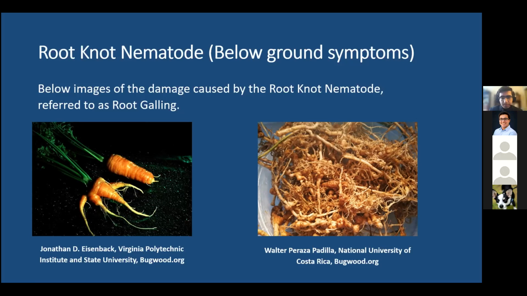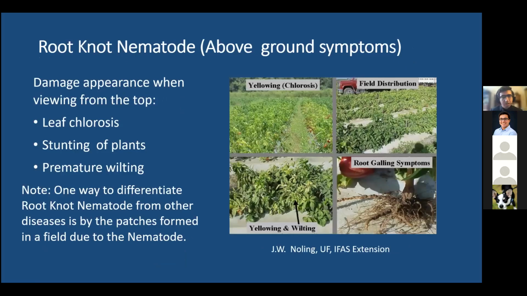Moving on, we also see the above ground symptoms of the root knot nematode. These would include leaf chlorosis, which is the yellowing of plants, particularly the leaves. We also have stunting of the plants. The plants no longer grow to a height or width that is what is expected. And we finally have premature wilting. Basically, because the root knot nematode is taking the nutrients away, we start to see the leaves start to shrivel up, and that is wilting.